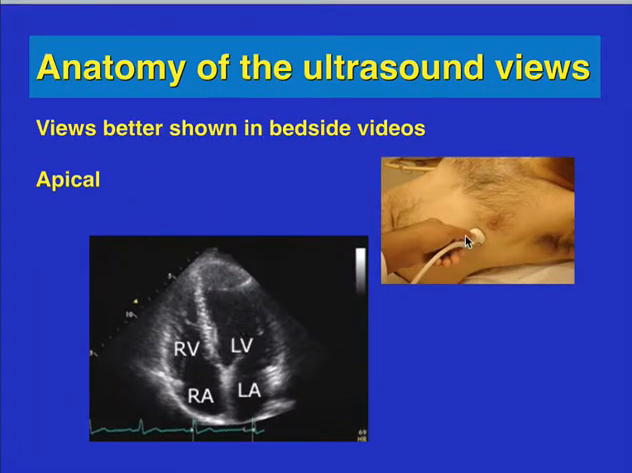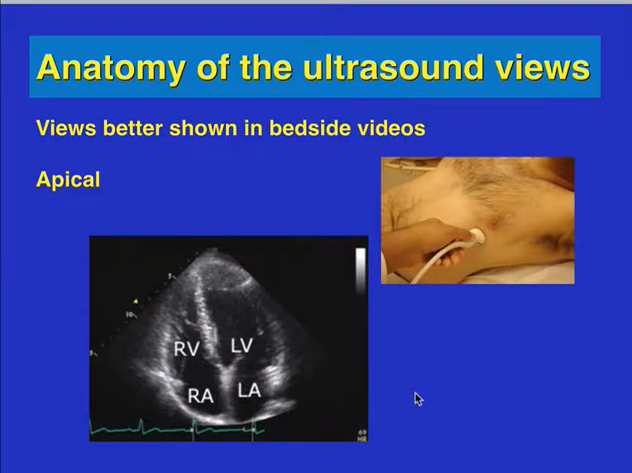This is the apical view. What I do is the probe marker goes towards the right shoulder for parasternal long, then left shoulder for parasternal short, and then 3 o'clock position for apical. In some patients you can just put it right here, but some patients you have to put in left lateral decubitus to get a better view. When you do that, you usually get a good 4-chamber view.